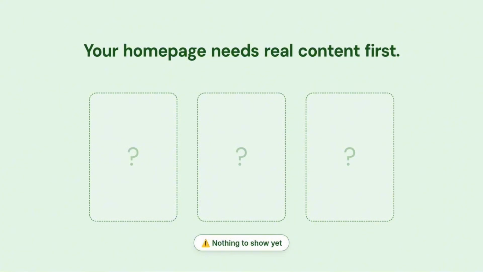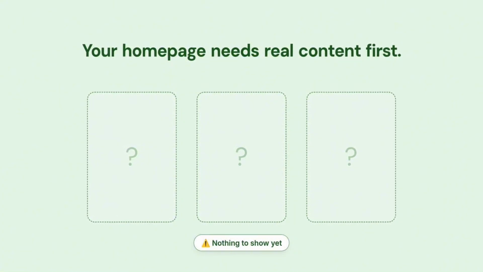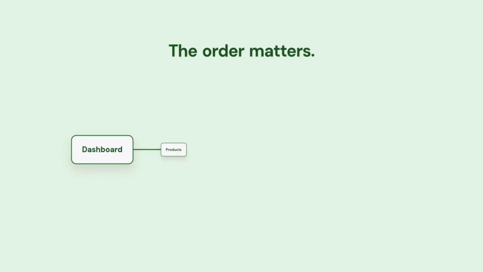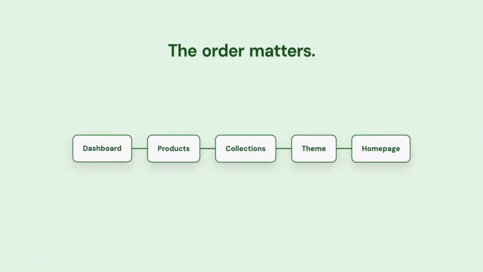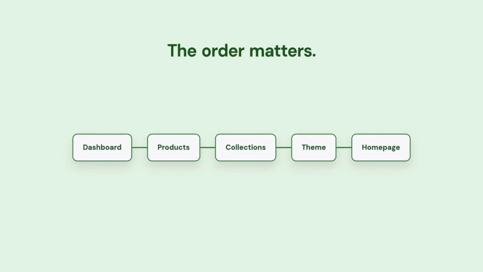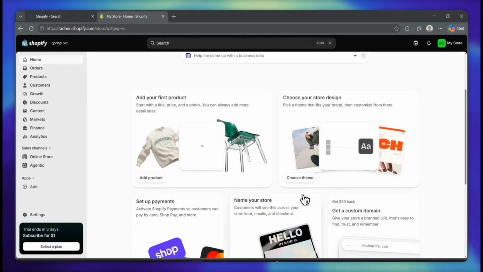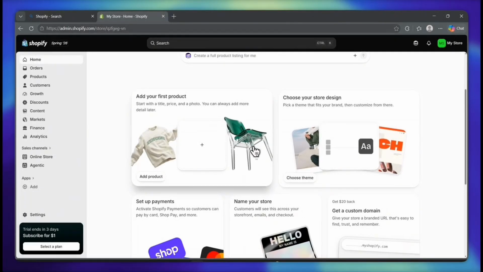Otherwise, we'll open the theme editor, and all the product sections will be empty, which is not exactly the premium e-commerce experience we're going for. So the order we'll follow is first understand the dashboard, then add products, then create collections, then customize the theme and homepage around those products. That way, when we start designing, the store already has something real to show.